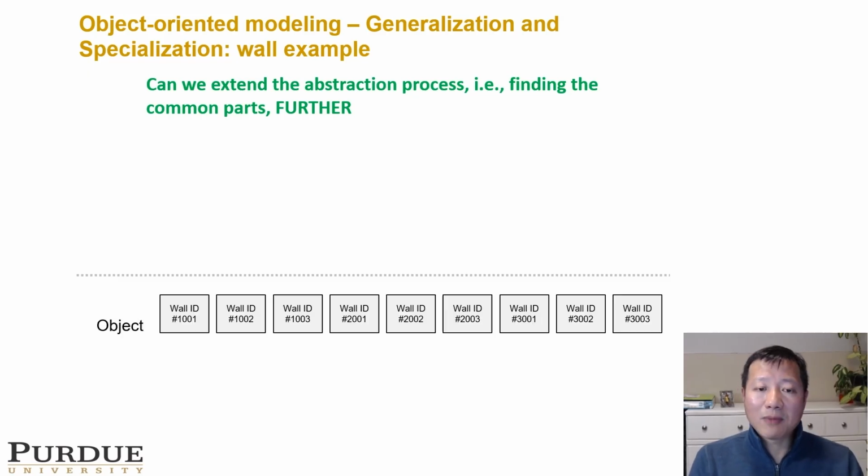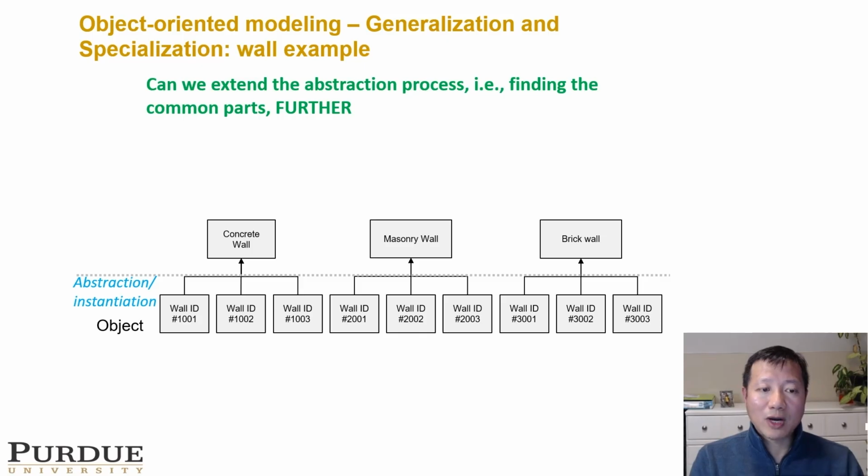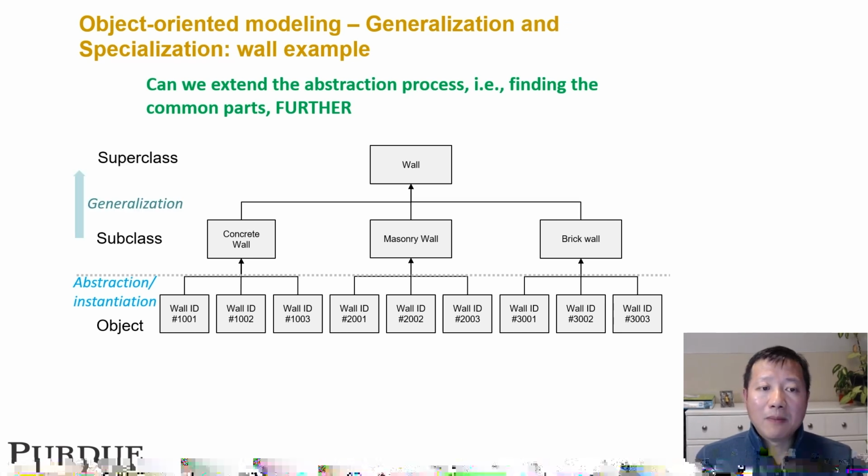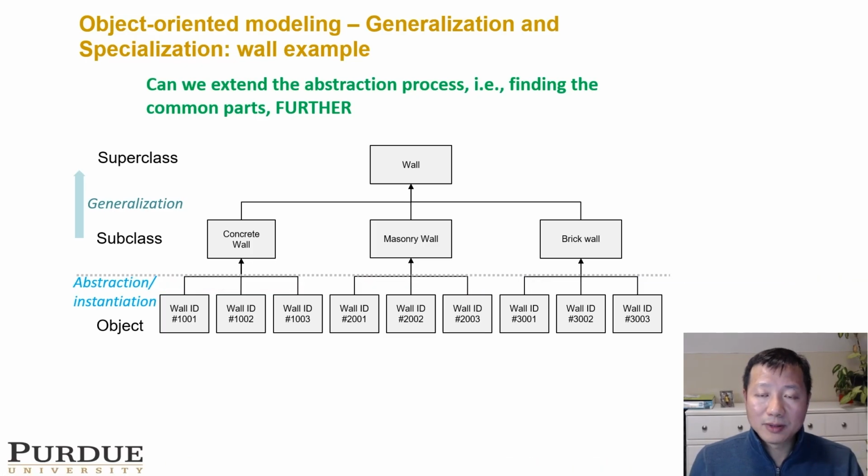So again, starting from the objects, we generalize, we abstract them together, grouping all the same type of objects into a class. Now, concrete wall, masonry wall, and brick wall, they are all walls, right? So the common point tells me that they can be further grouped together and given the name called wall. So this process is generalization. The base classes, we call them subclasses, and the parent class, we call it the superclass.